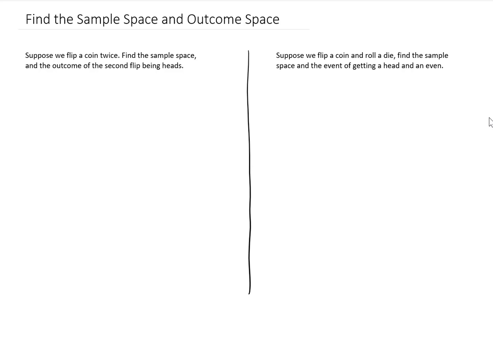This problem is asking us to find the sample space and the outcome space, or the event space, for a particular event related to an experiment, essentially. So in the first example on the left, we have: suppose we flip a coin twice, find the sample space and the outcome of the second flip being heads.